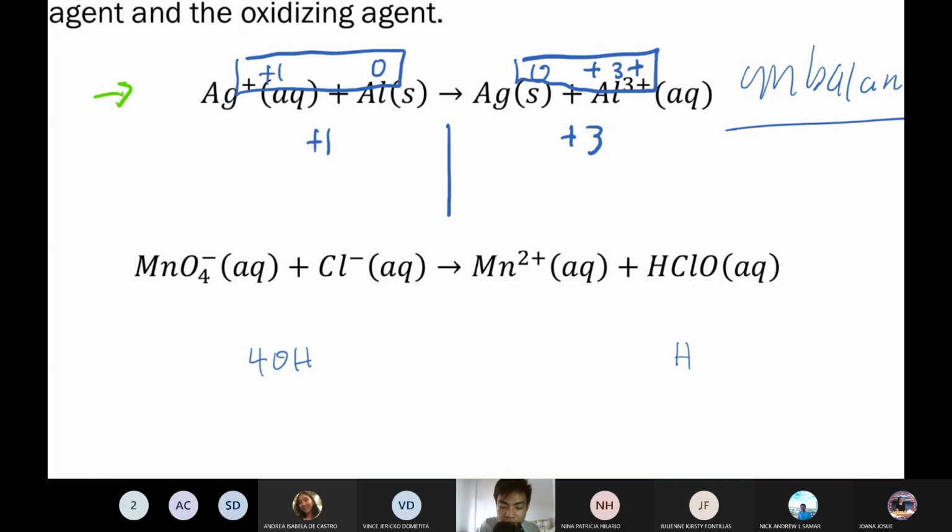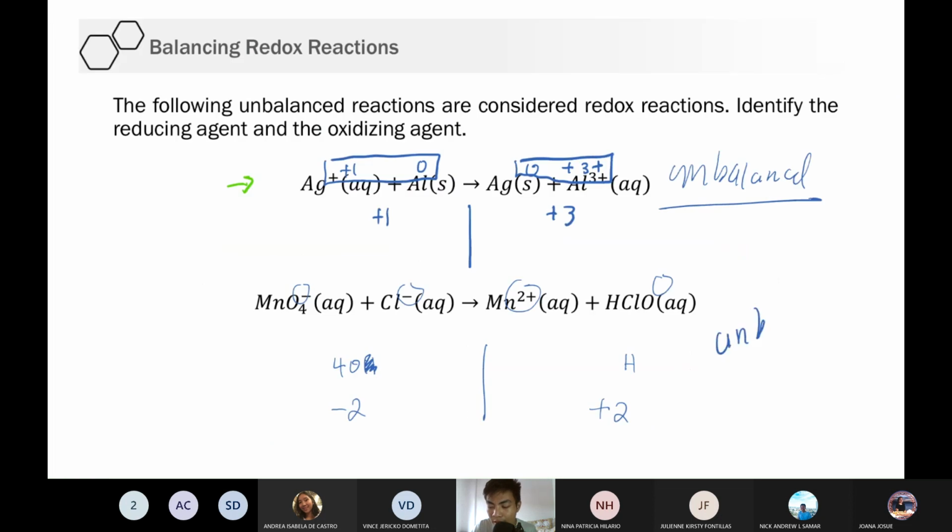How about the charges? We have -1, -1. So, -2 sa left. On the right side, we have +2, 0, +2. Okay? So, as you can see, the atoms are not balanced as well as the charge. Yung atoms hindi balanced as well as yung charge, hindi rin balanced. So, we can call this an unbalanced equation. Hindi sila balanced. So, ano gagawin mo?